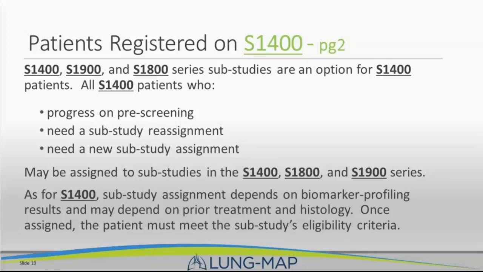As for S1400 and as it has been so far, this sub-study assignment will depend on their biomarker profiling results, and it might also depend on factors such as prior treatment history and histology. But most importantly, once the patient is assigned to a sub-study, the patient must be assessed against that sub-study's eligibility criteria, which will include many more details. And if the patient is found to be ineligible at that point, that is when the sub-study reassignment form can be used to look for another sub-study for the patient. Again, this is just as the study has been operating in the past. There will be no change except that there will be more sub-studies available for your patients.